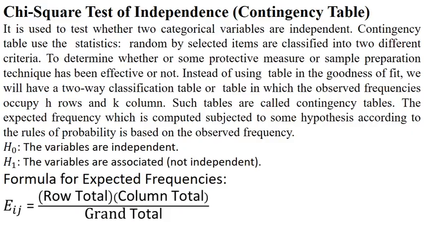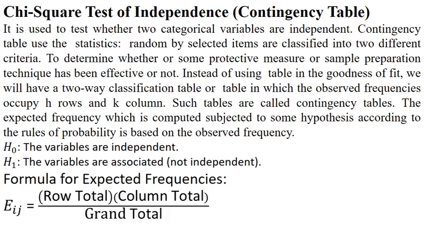The expected frequency, which is computed subject to some hypothesis according to the rules of probability, is based on the observed frequency. We set our null hypothesis, that is H naught, that the variables are independent. Then our alternative hypothesis is that the variables are associated, not independent.